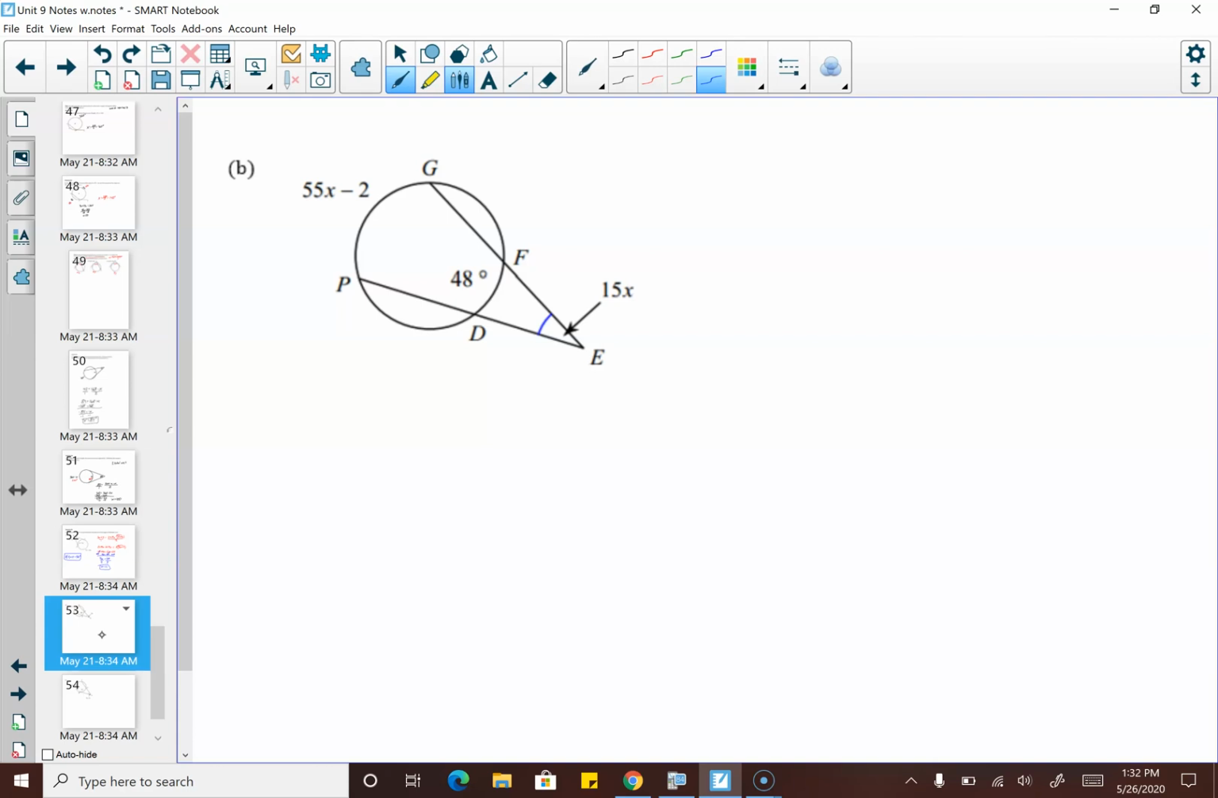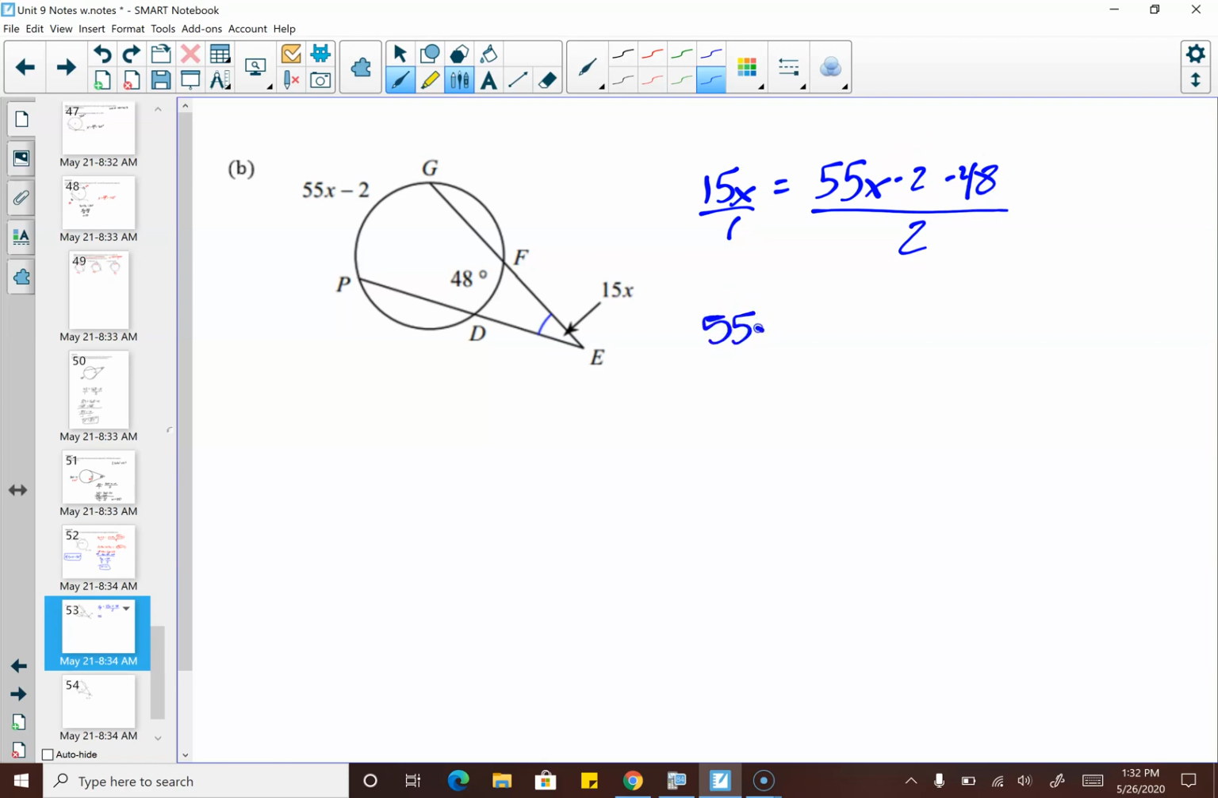Same philosophy. So we are going to be 15x equals big arc, so 55x minus 2 minus small arc. Now we don't need parentheses here because it's just a number. So minus 48 over 2. We'll put it over 1. So we can just do this negative 2 minus 48.